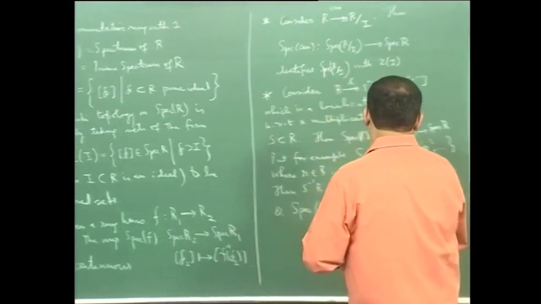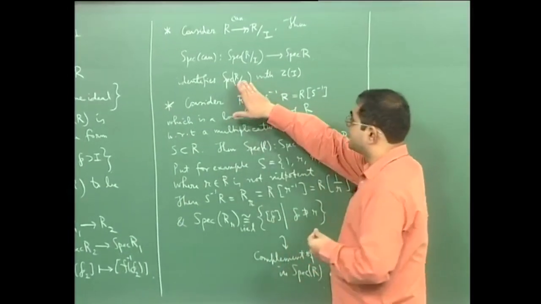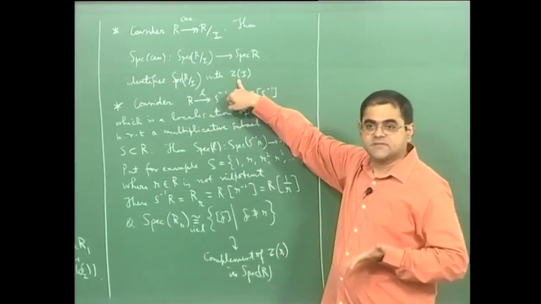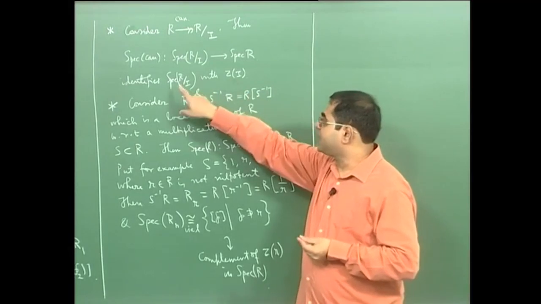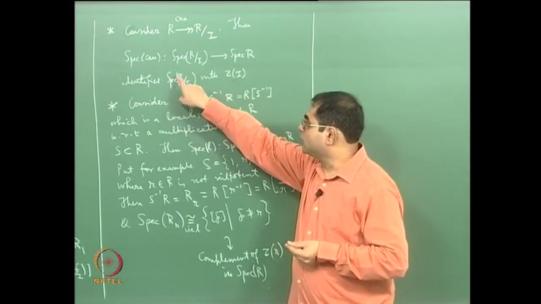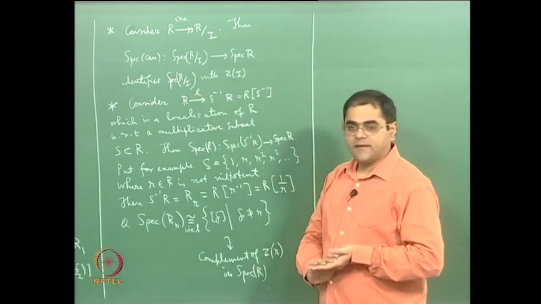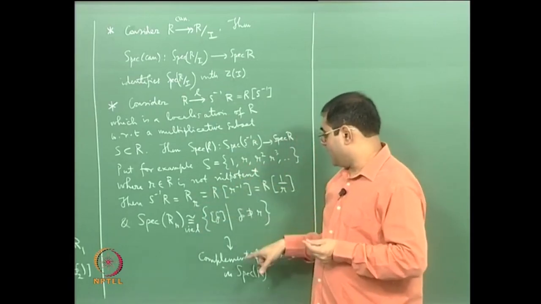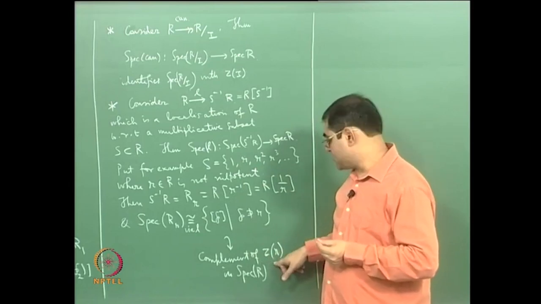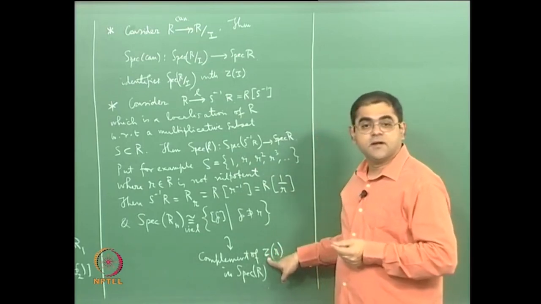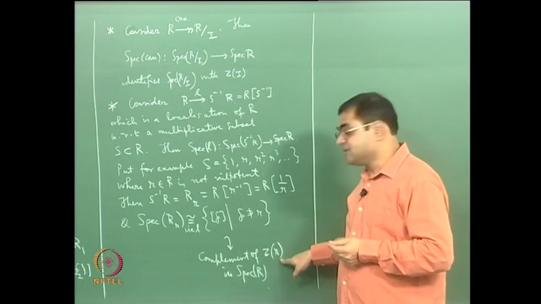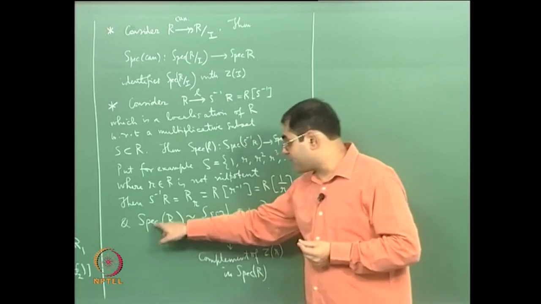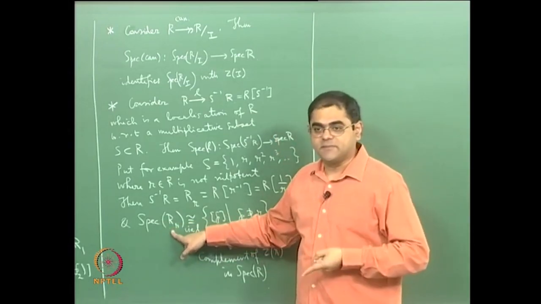And the point that I want to recall is that if you take the closed subset Z of I, that itself is a spectrum, and it is actually identified with the spectrum of the quotient of R by I, okay. And if you look at the open subset that corresponds to the complement of the ideal generated by a single element, that also is a spectrum that can be identified with the spectrum of the ring localized at that element, okay.